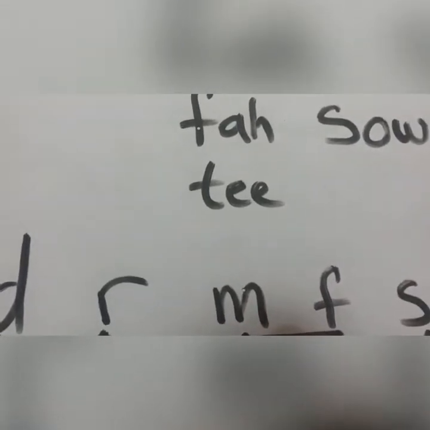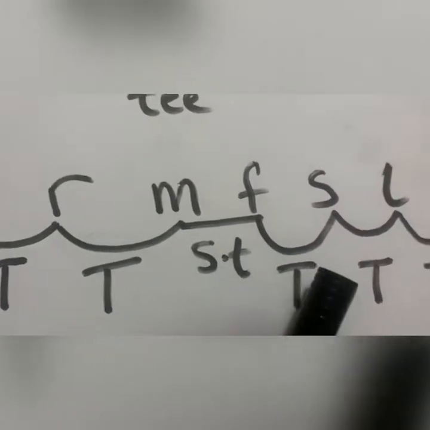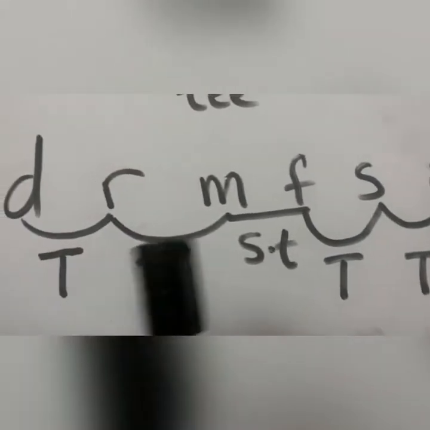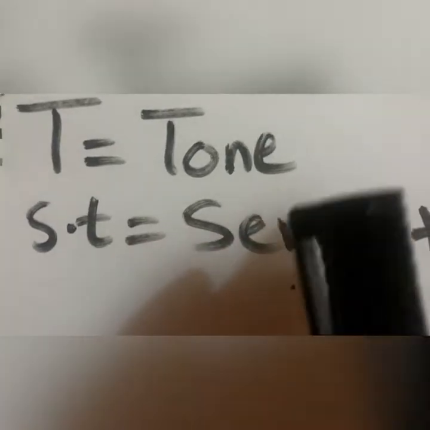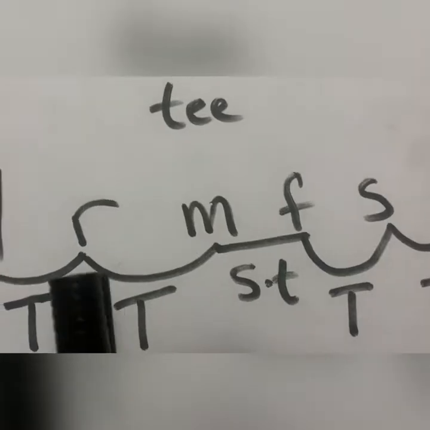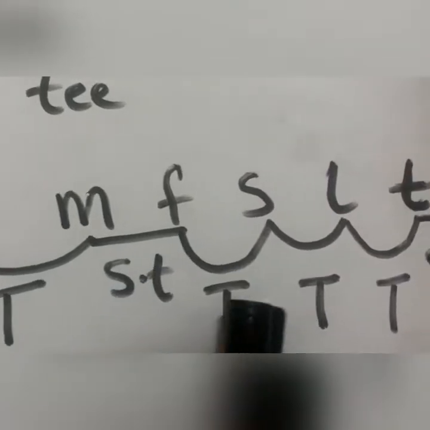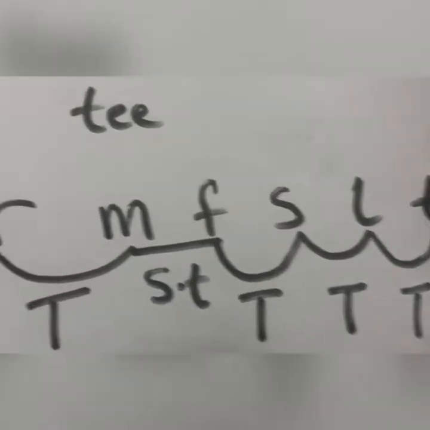Now we're going to learn how to run this particular scale in all the keys, and for that we have a formula that we use. We see it as T T ST T T T ST. T stands for tone and ST stands for semitone. So the formula is tone, tone, semitone, tone, tone, tone, semitone. Now let me explain this to you.